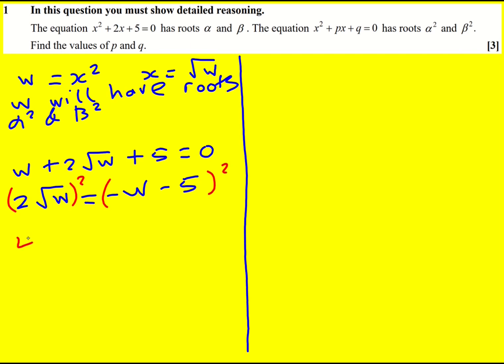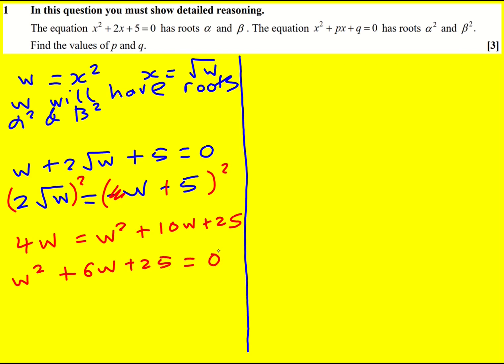on the left, I'll get 4w. And on the right, actually, you can just ignore the negative, to be honest, and change it to a plus, because when you square a negative, it becomes positive. So 4w will equal w squared plus 10w plus 25. Suddenly we've got our quadratic, just need to rearrange it. w squared plus 6w plus 25 is going to equal 0.